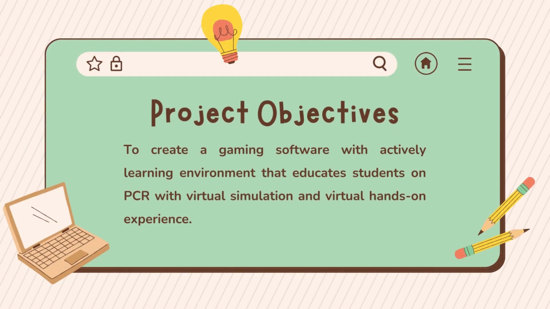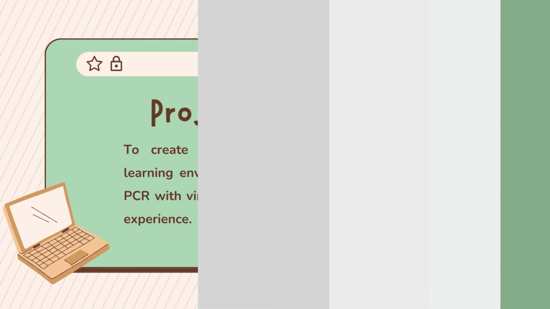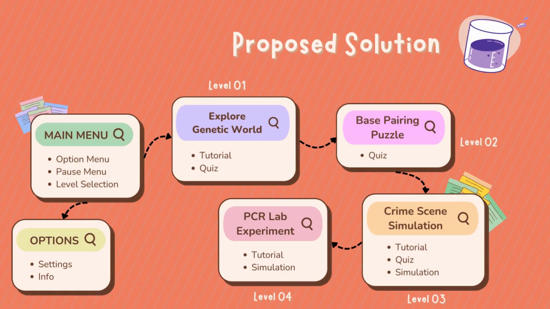Therefore, the system objective of this project is to create a gaming software with actively learning environment that allows students from different backgrounds to learn PCR in a simple way. The proposed solution is designed based on a level-based approach, alongside with side functions like settings that smoothen the game.